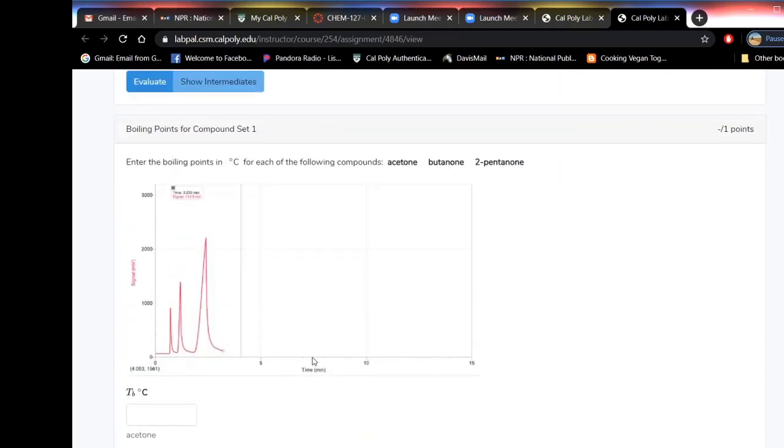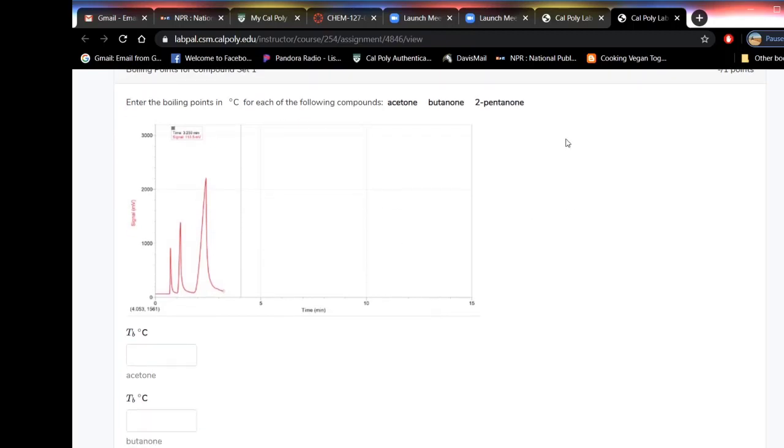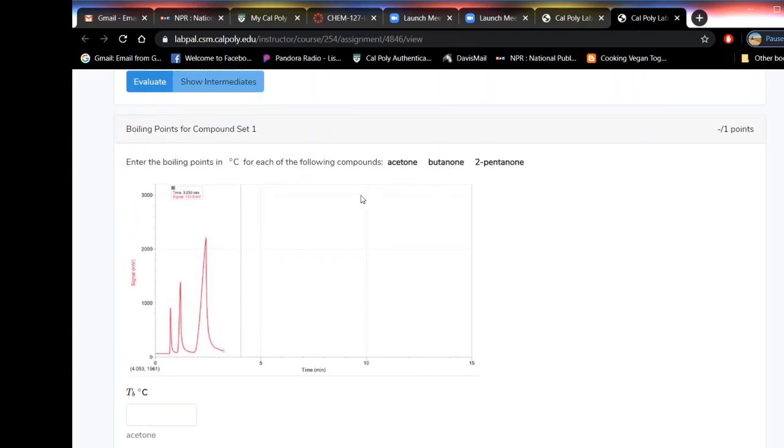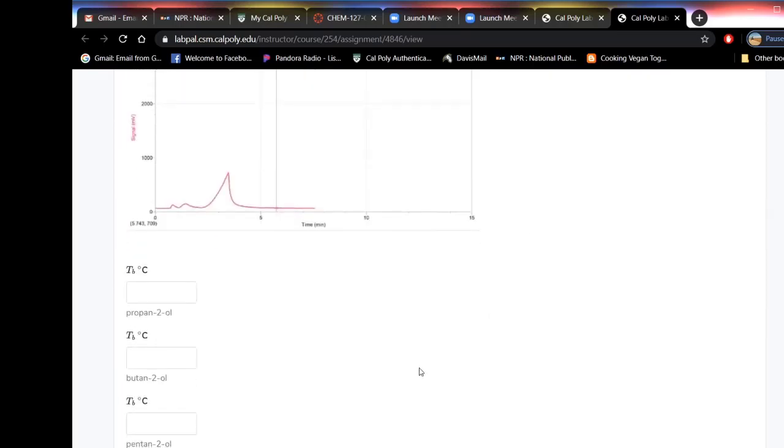Same type of thinking here. This one's easy. Compound set 1 is kind of easy as well: acetone, butanone, pentanone, just like what we did on the board. The functional groups are the same in these three, and it's the carbon chain length that's really changing.